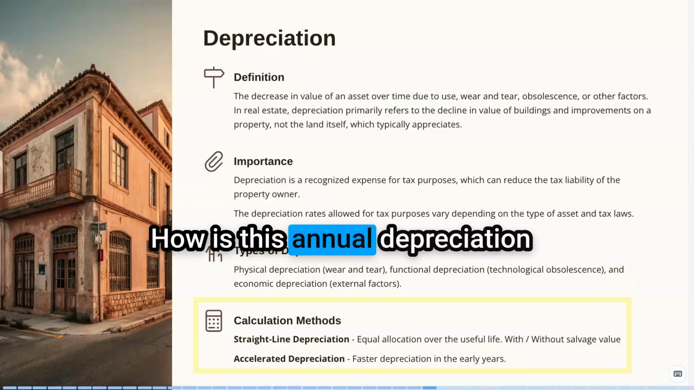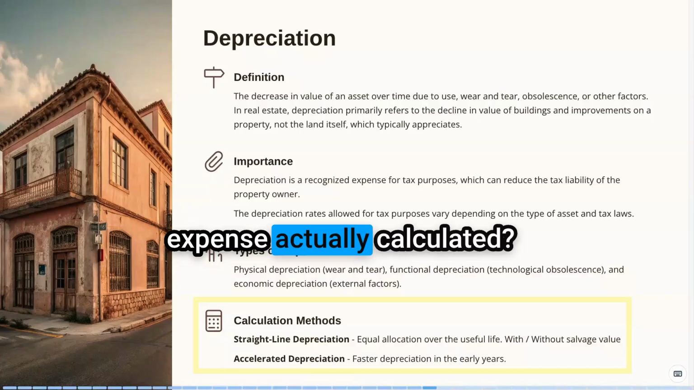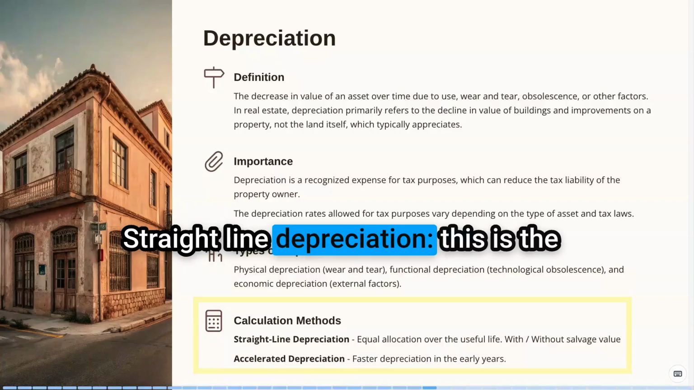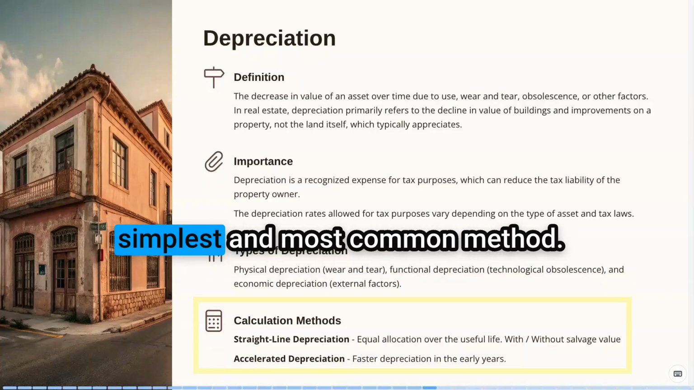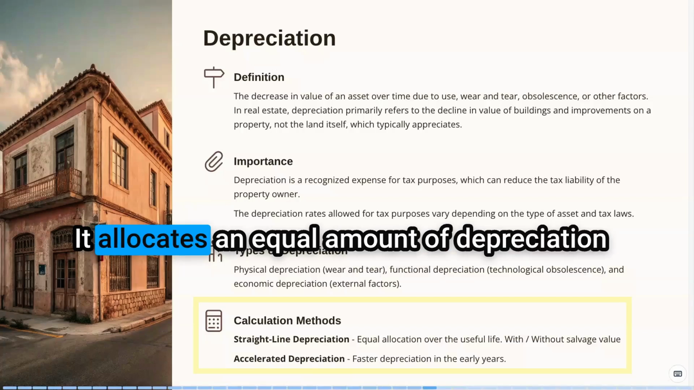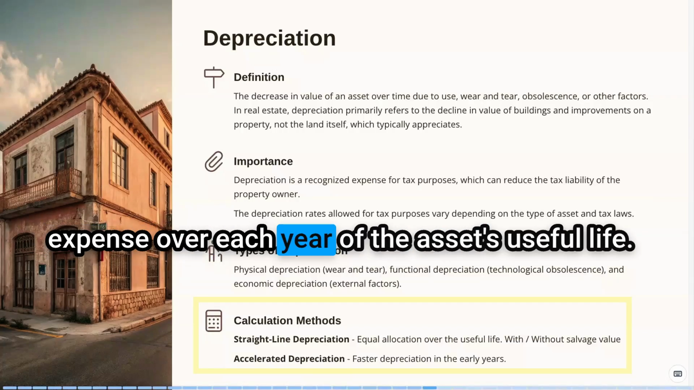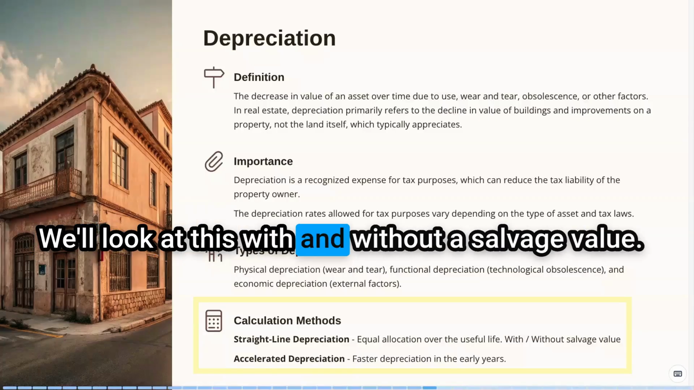How is this annual depreciation expense actually calculated? There are several methods. Straight line depreciation. This is the simplest and most common method. It allocates an equal amount of depreciation expense over each year of the asset's useful life. We'll look at this with and without a salvage value.